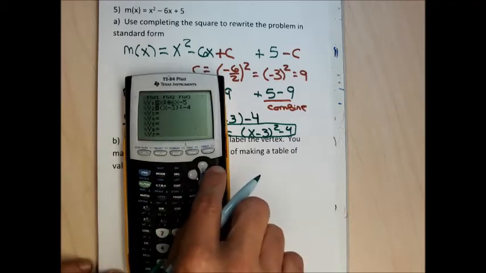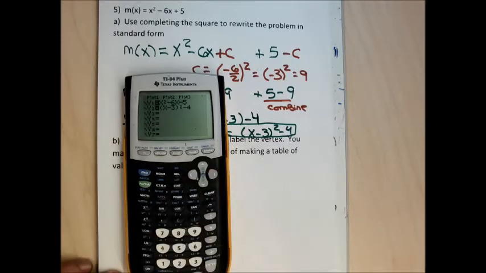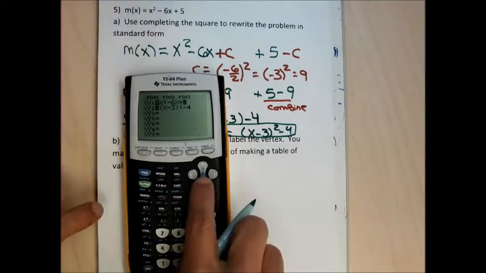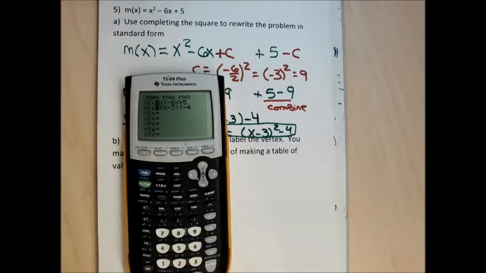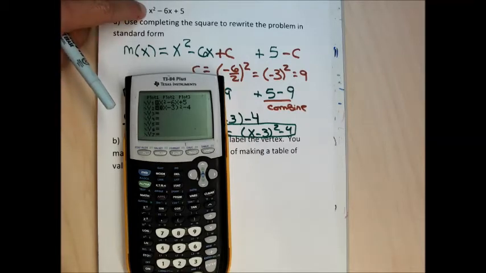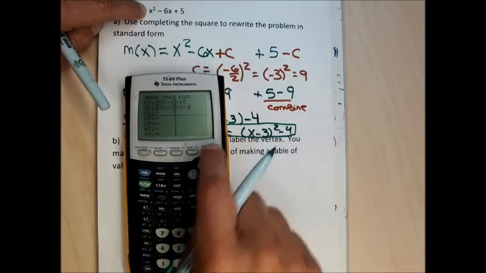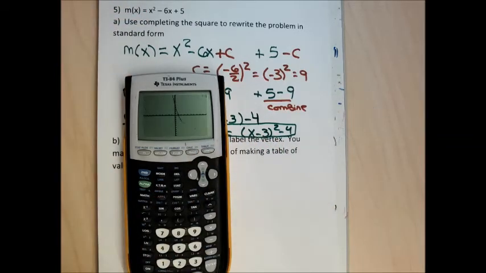First function I needed to enter was x squared minus 6x plus 5. Second function I needed to enter was (x minus 3) squared minus 4. If I entered the original function correctly and my answer to part A correctly, those graphs should look exactly the same. And now when I fix the equation that I entered in y1, I only see one graph. So I know I have the right answer to part A after I fixed my mistake.